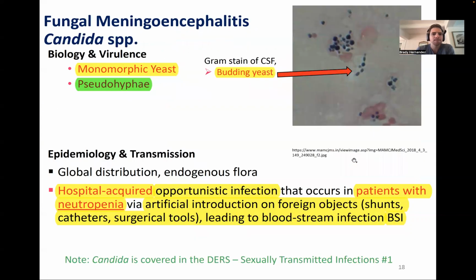And then Candida, the big thing about that, when you think of Candida, you think pseudohyphae. That is classic for that. The way the hyphae branches, it's a pseudohyphae. So whenever they say that, I think Candida. Anybody with neutropenia or immunocompromised, you're worried about that.